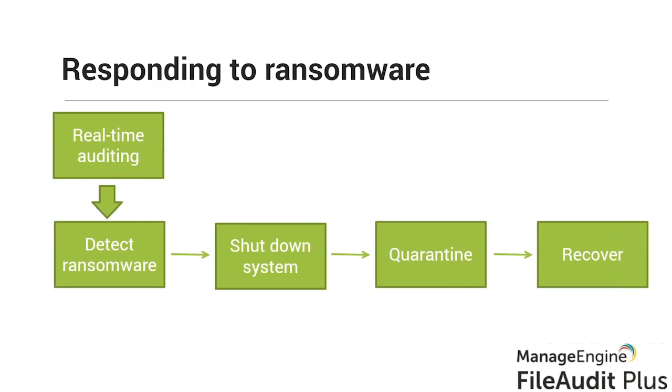You want to ensure that you have a real-time auditing mechanism in place in your file server, so that you can detect ransomware as soon as any known ransomware activity has been detected in your environment. This will then automatically trigger a shutdown of the file server, after which you can quarantine the machine, recover the data, and put the server back into the network. So this is the only sure shot way of actually detecting, responding to, and recovering from ransomware.